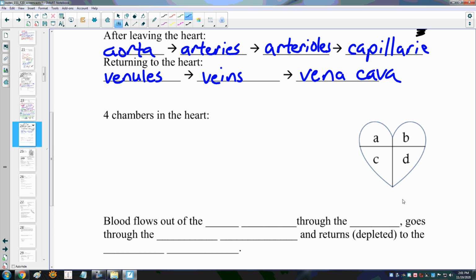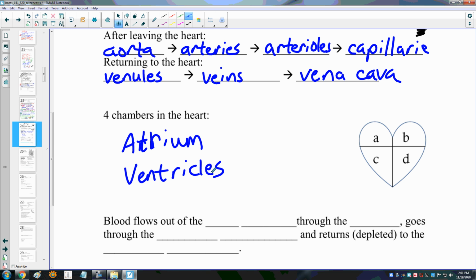In the heart, there are four chambers. There are the atria, excuse me, atrium, and then the ventricles. I think the plural of atrium is atria. Make sure you know where these are.